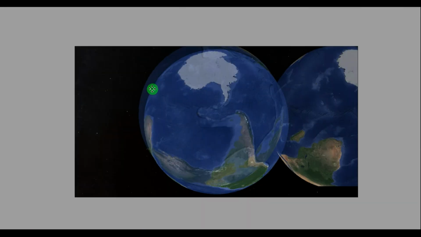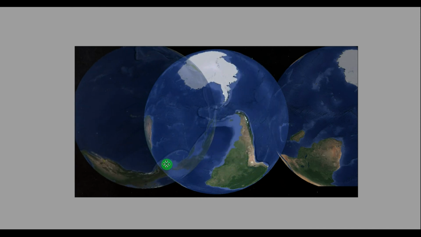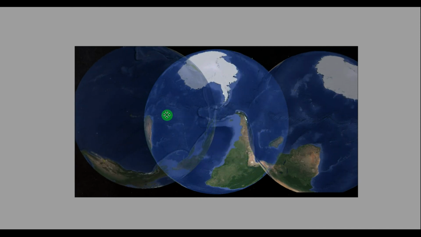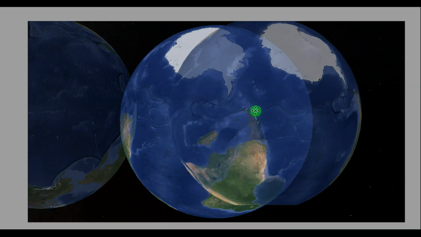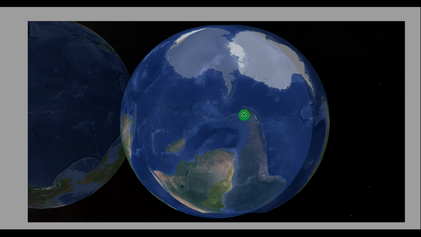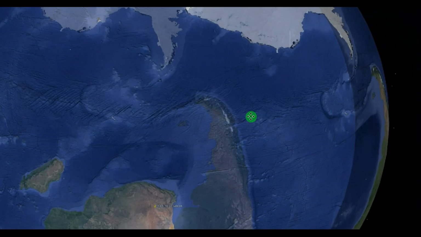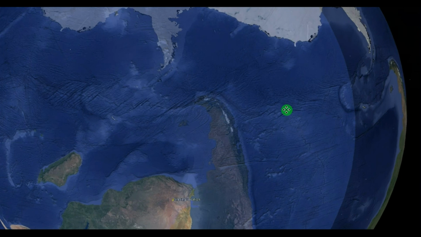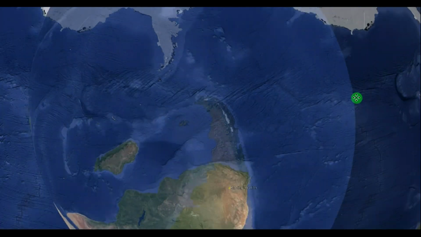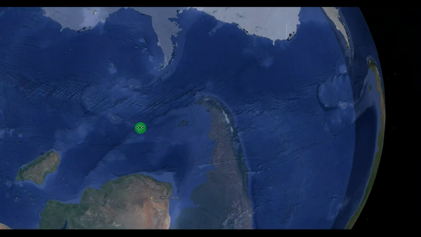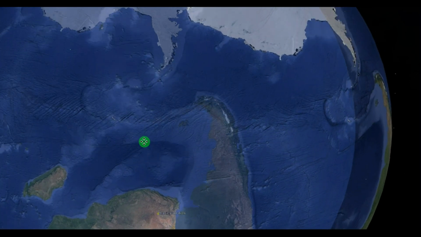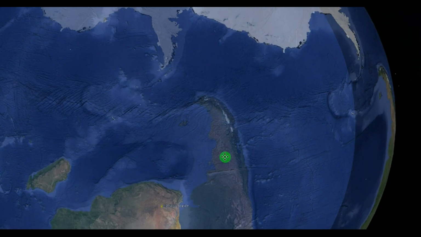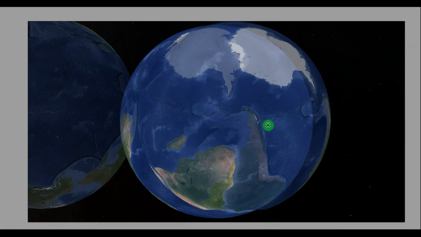Okay, so let's move on to the next. That was the Hawaiian Islands. Now here's the spinning part over here. See, it matches. The thing that's different is it doesn't have a split right here.